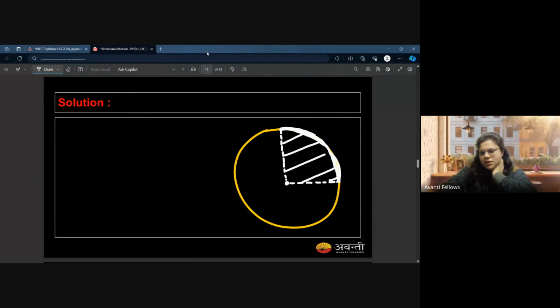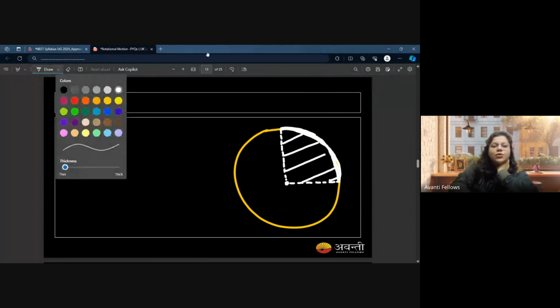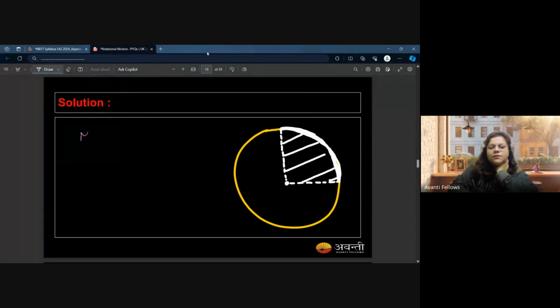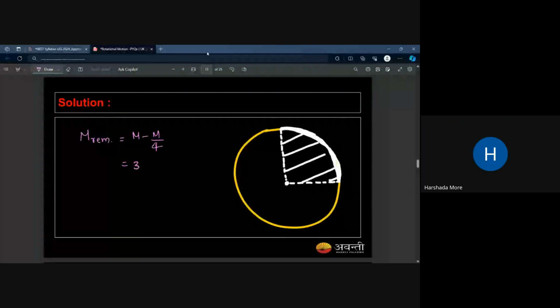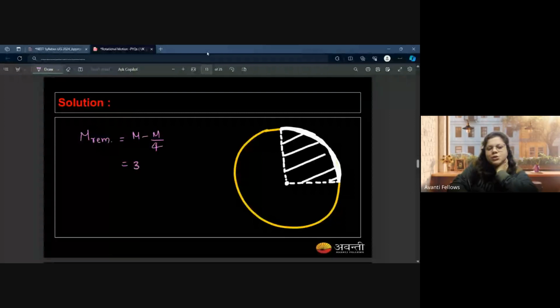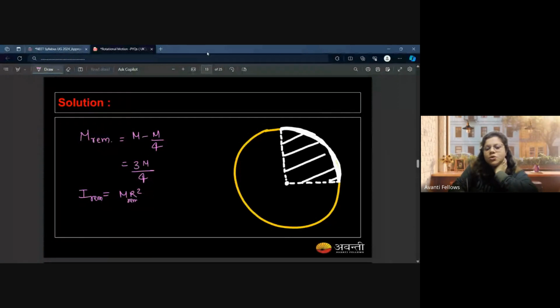Since here we have a uniform mass distribution, if you remove the 1/4 portion, the mass of the remaining portion would be m minus m by 4, which would be 3m by 4. Exactly. And if I want to find the inertia, it is mr square. Now I want to find the inertia of the remaining portion, so I need to put the remaining mass, and it would become 3m by 4 r square.